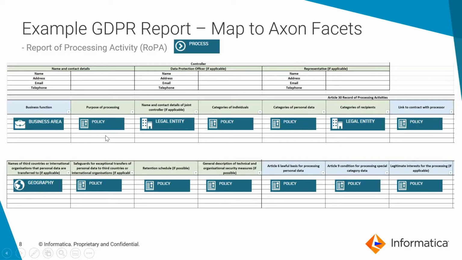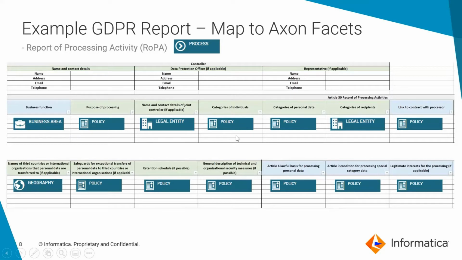The name and contact details of the joint controller would be a legal entity, and that's where you could enter at least the name, not necessarily the address or things like that. You'd have to use a URL to point to another location where the details are, but you could establish the joint controller as a legal entity and at least put the name and the description in there. To categorize the individuals that are processed through this process, that would be another policy hierarchy of different types of individuals or data subjects that the process works with.